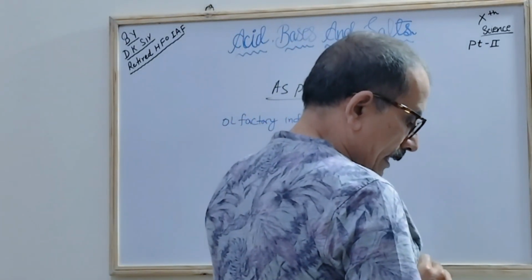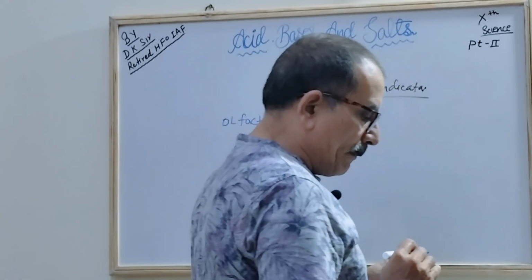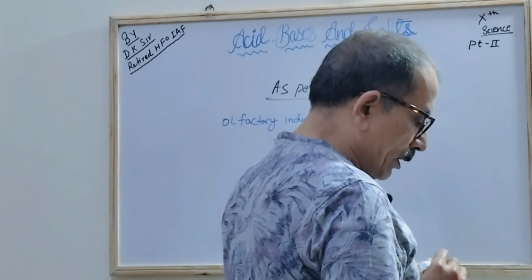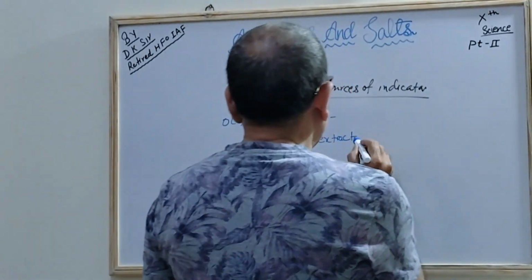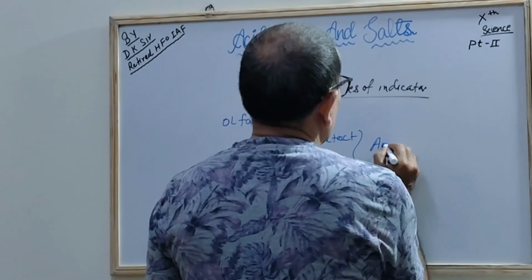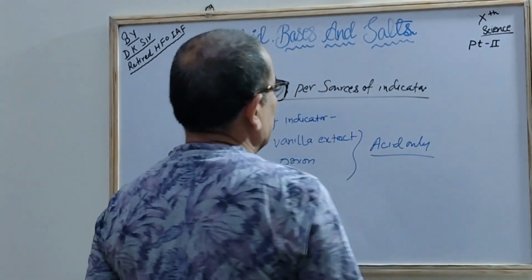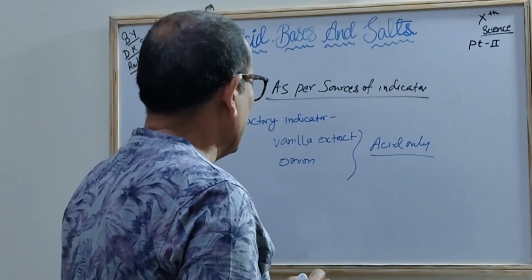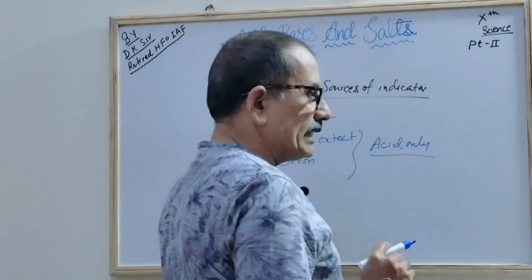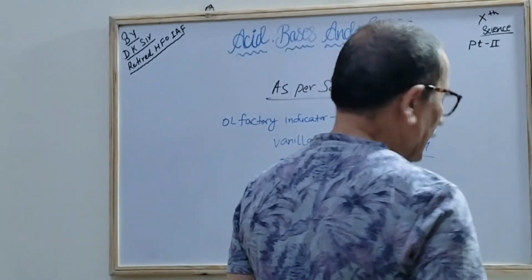What does it do? The smell of these two indicators can detect the presence of acid only, but not in the presence of base. So the smell can give you the indication of the acid only. So by this media you can check the acid only, correct? With the vanilla extract and the onion. The next we will see the universal indicator.